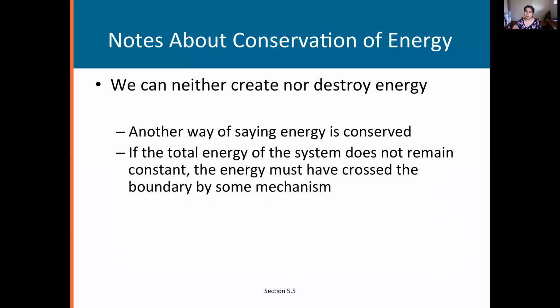In general, we cannot create or destroy energy. There's a fixed amount of energy. It can change forms, but it can never be created or destroyed. So if the total energy of a system does not remain constant, then that energy must have crossed a boundary and the system is not isolated anymore.